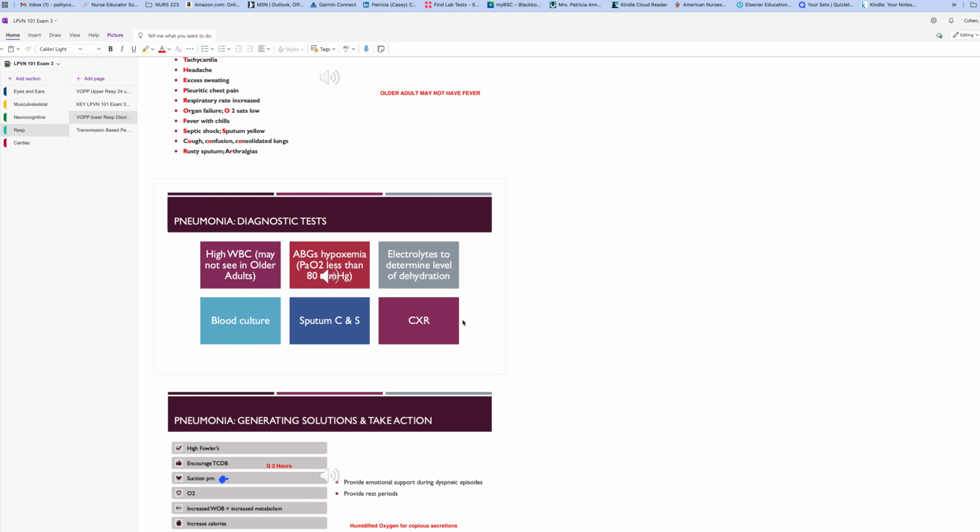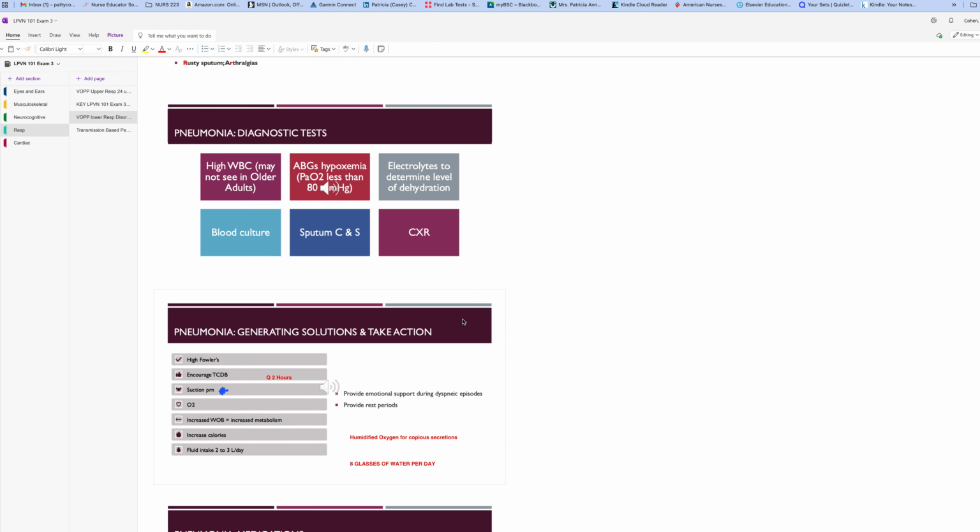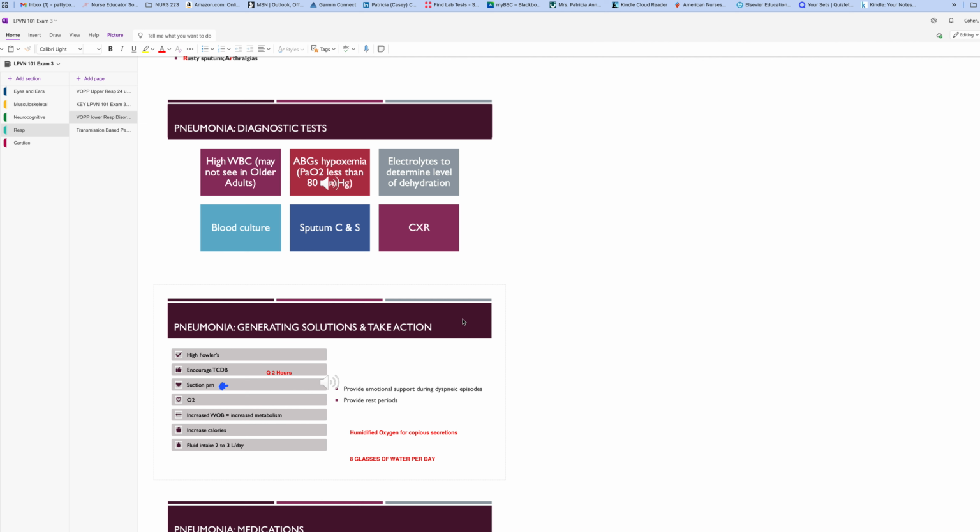So they're going to have a high white count. They may have hypoxemia. They'll get electrolyte levels, and then blood culture, sputum, CNS, and chest x-ray. So what you're going to do is suction PRN. You want them to have high fluids so that it thins the secretions, humidified oxygen for copious secretions, at least 8 glasses of water a day. High Fowler's position, encourage turn, cough, deep breathe. And you guys got to pay attention to frequencies every 2 hours, okay?